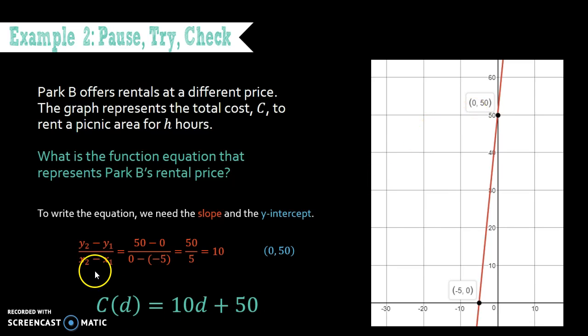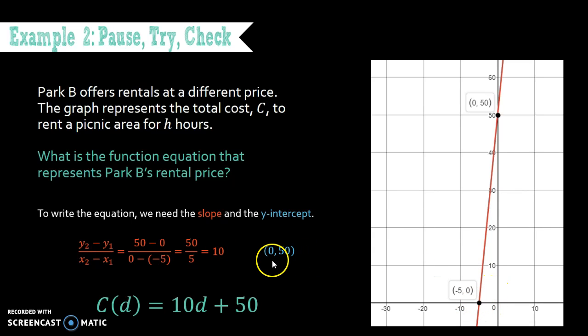So I can plug those into my slope formula. I'm going to take my 2 y values, which are 50 and 0, and my 2 x values, which are 0 and -5, plug them into the slope formula. When I subtract and divide, I get that my slope is equal to 10. That means I'm going to rise 10, run 1 if I wanted to go between points.